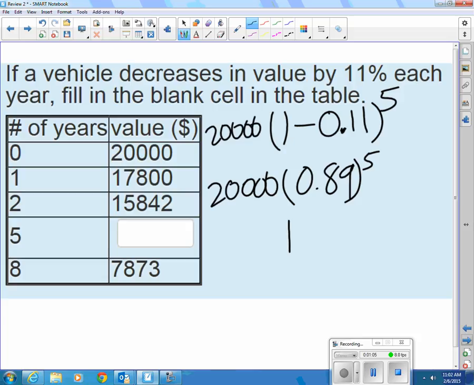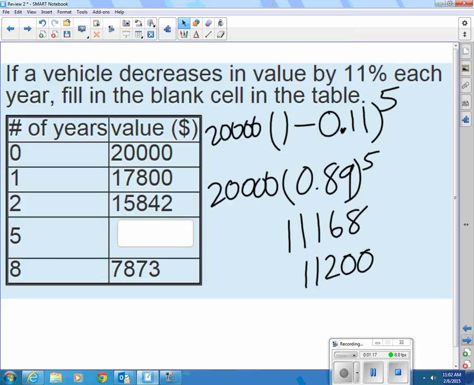That gives us a value of 11,168. 11,200 would be close enough. You can round that to the penny if you want, but you need at least the first three significant figures before we round.